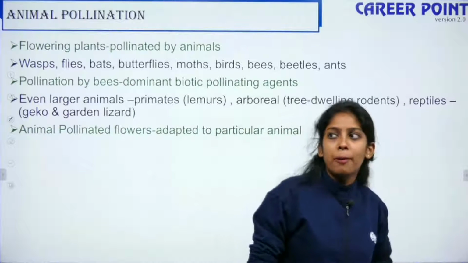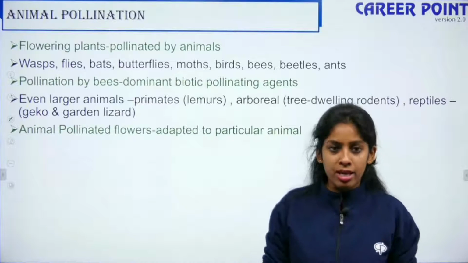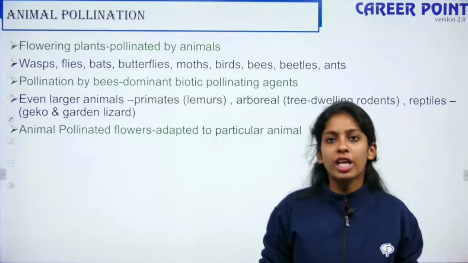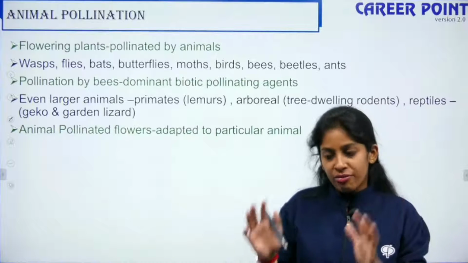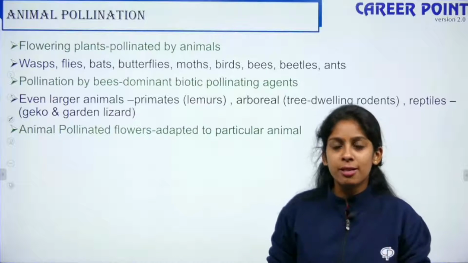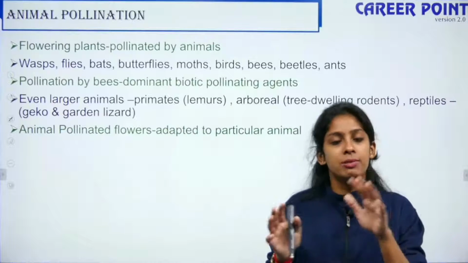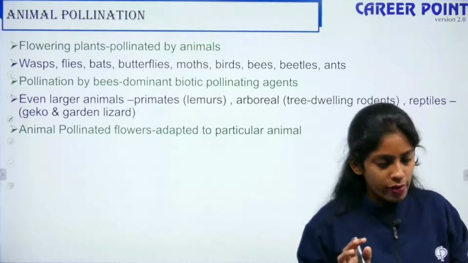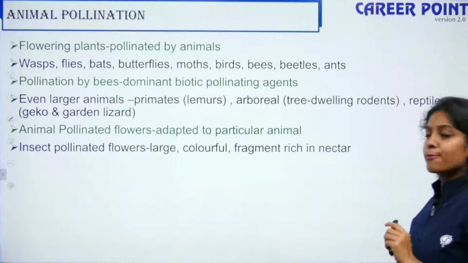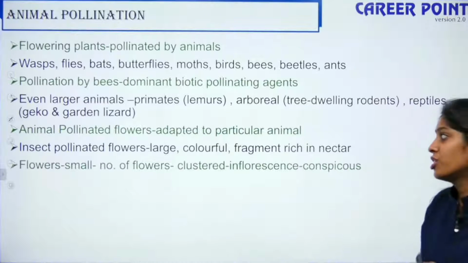Suppose a flower is being pollinated by a bee, it has to be pollinated by a bee. Next day, a wasp or a moth cannot pollinate the flower. So every flower is very fixed, it is very specific. Just like every enzyme is specific to a substrate, every flower is specific to a pollinator. Alright? So insect pollinated flowers are large, colorful and fragrant, rich in nectar.